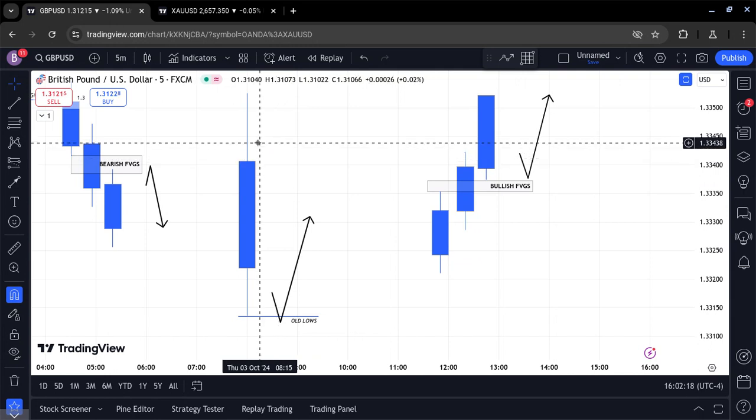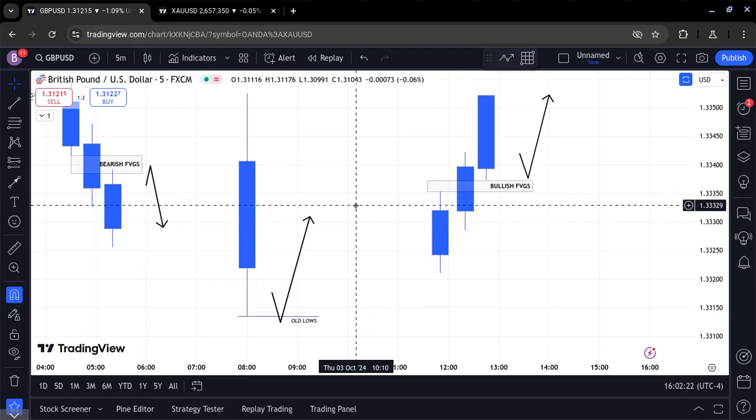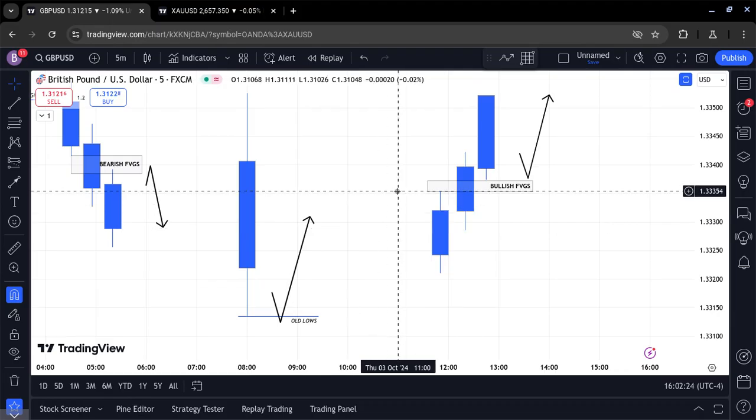The market is not at fault. It's just how price books. You cannot fight with this thing. All right, and one more thing I want to mention.